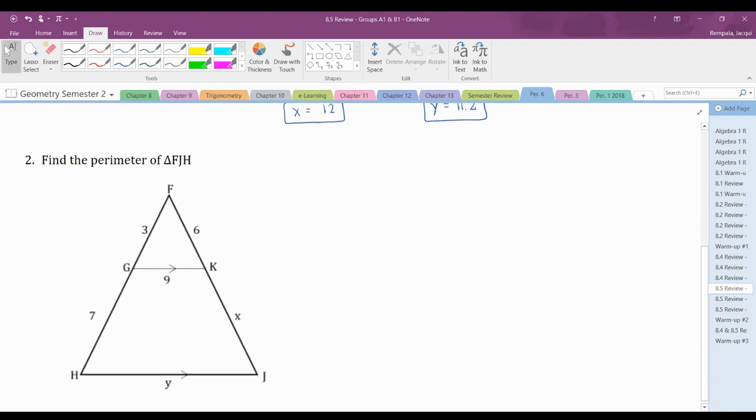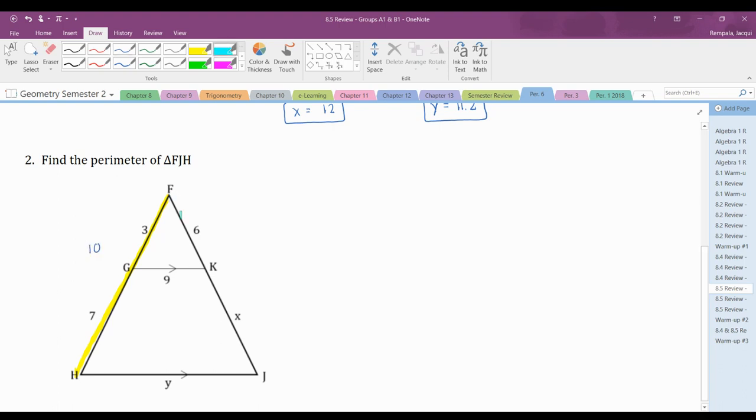All right, so here's our next problem. Here's our last problem. We're going to find the perimeter of the triangle FJH. Notice to find the perimeter of that big triangle means I want to add up all the sides of the triangle. Notice how that would be the side EH, which I technically already know because I can add the 7 and the 3 to get that side to be 10.